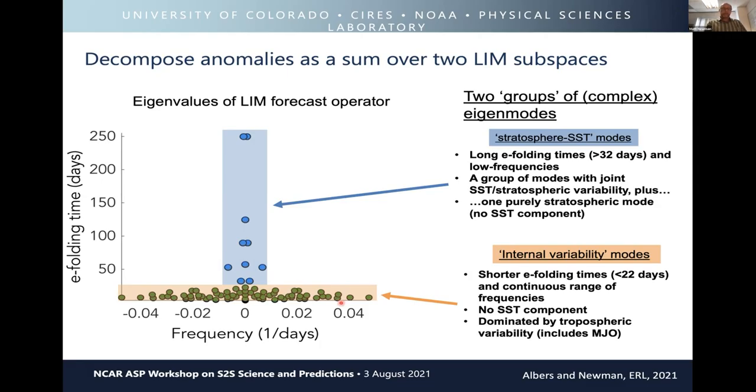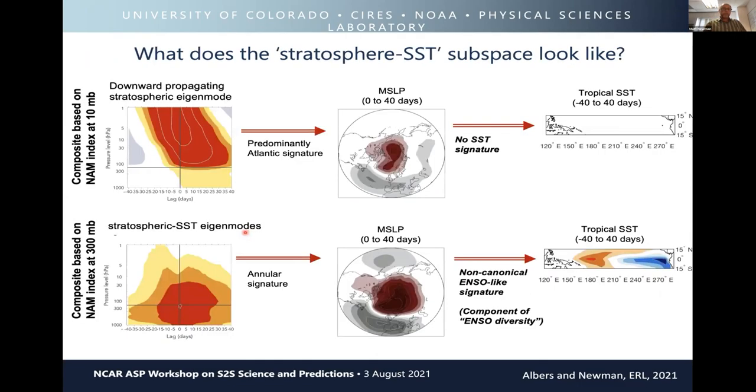They have short e-folding times. They have no SST component. Interestingly, the MJO is in here as well, which has been a common thread in a lot of limb analysis in the past. And I should note there's also one eigenmode, which interestingly is purely stratospheric. It has no SST component. So what do these look like? What does this stratosphere SST subspace, the slower subspace, look like?